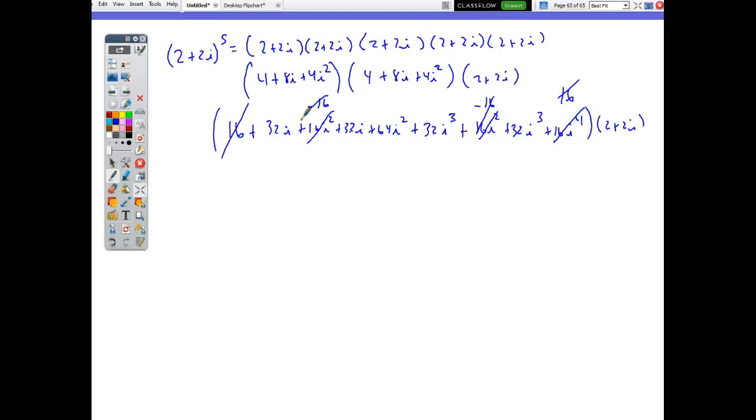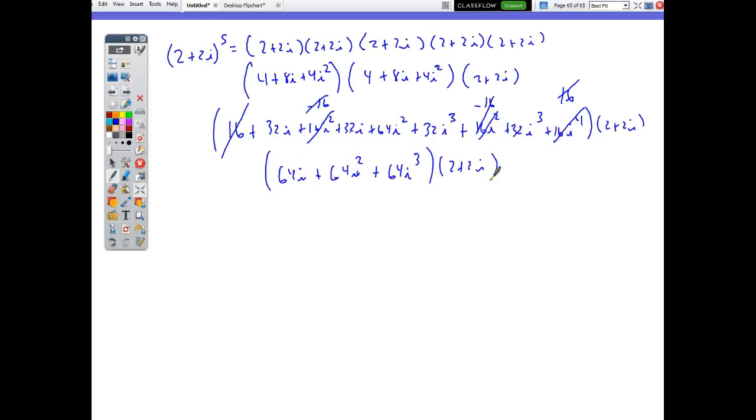So then I've got, why do I only have one 32i? There should have been 2 of those. Where did that happen? Oh, there it is. Okay. So 64i plus negative 64, one of these 64i squareds. So it's negative 64. Plus what? Wait, is it positive or negative? So 64i to the third. Then all times 2 plus 2i.